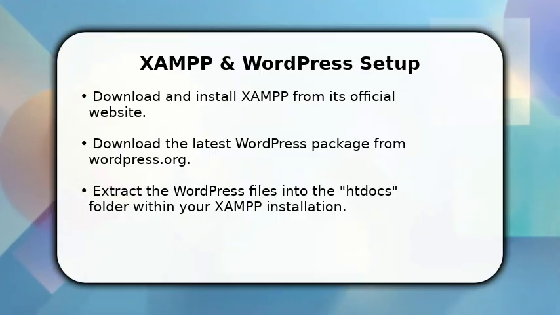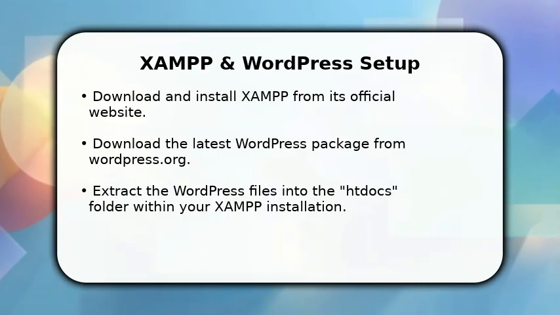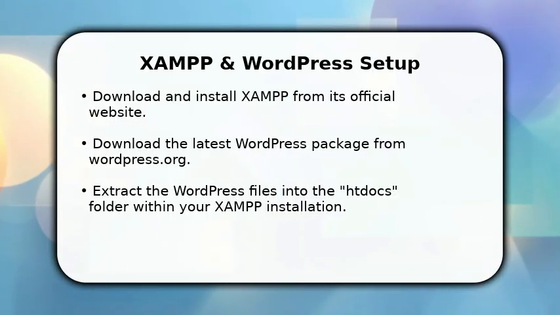In this video, I will explain how to make a WordPress website with XAMPP. First, download and install XAMPP, which stands for Cross-Platform, Apache, MySQL, PHP, and Perl. This free and open-source cross-platform web server solution package is essential for local development.